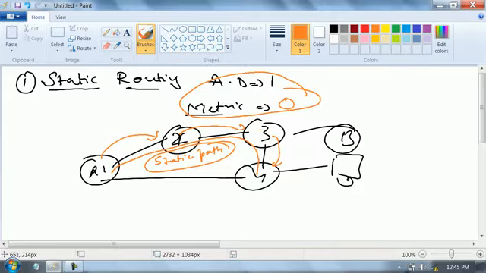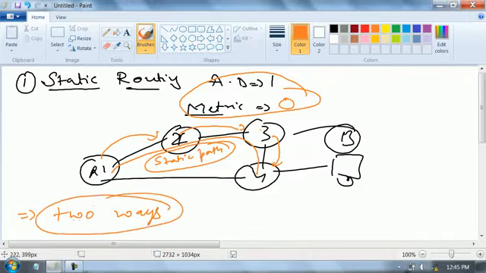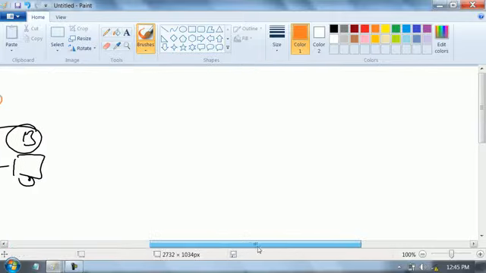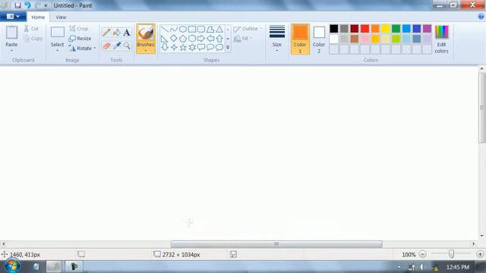To perform static routing, I have two ways. How many ways are there? Two ways. Guys, now everything will depend on the flow. Everything will depend on the flow. Okay.